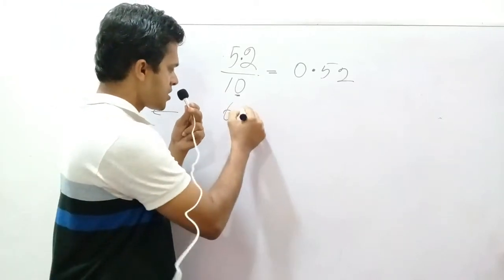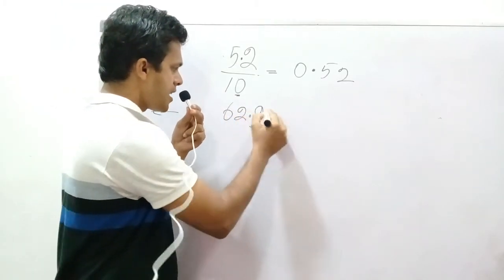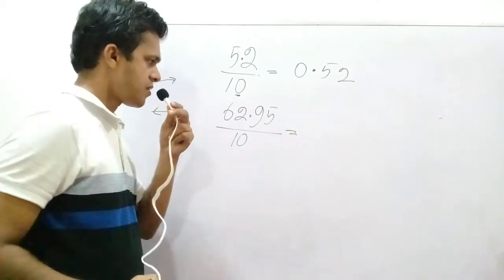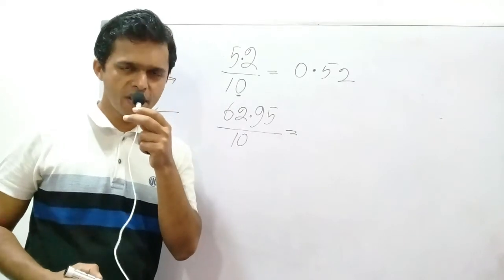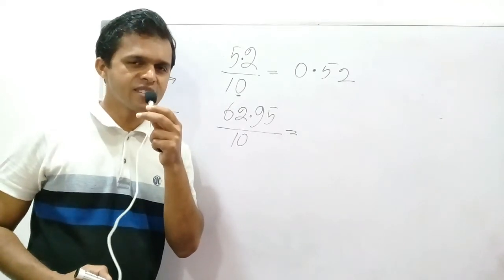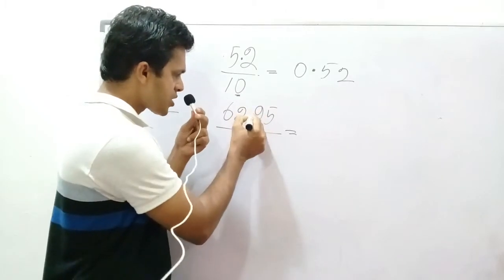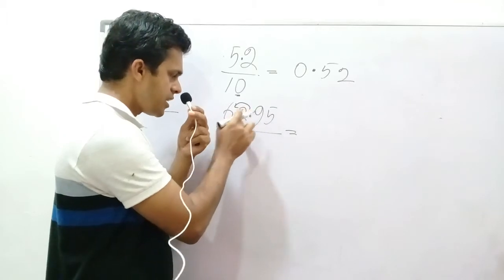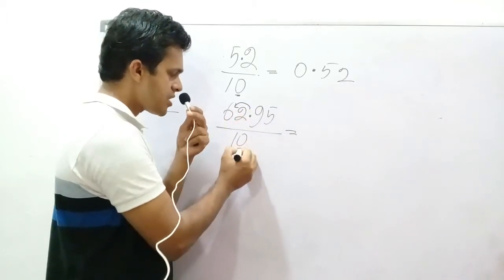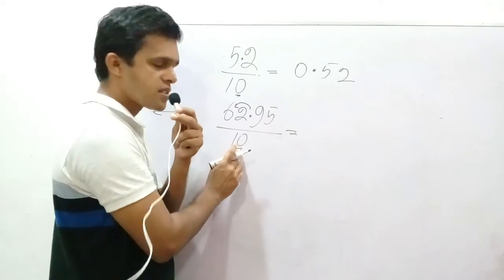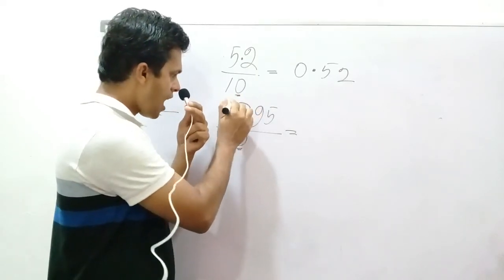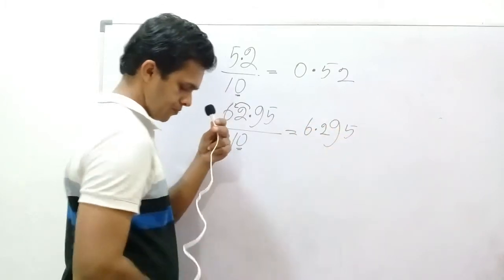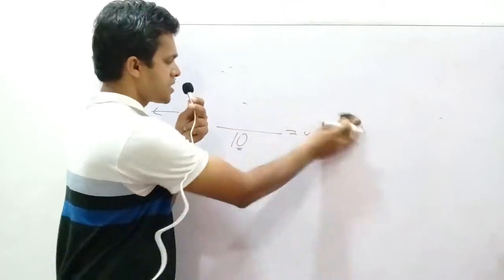This one, 62.95 is divided by 10. What is the answer? Here you could see the decimal point. It comes to the left side. So here between 6 and 2. The reason is in 10 it's having 1 0. So the answer is 6.295.